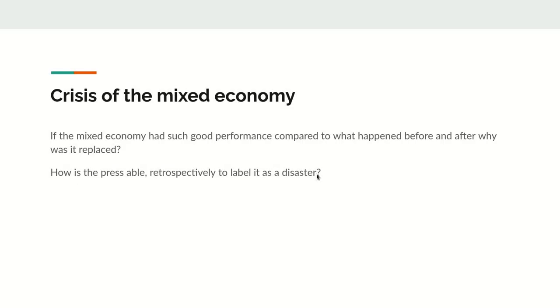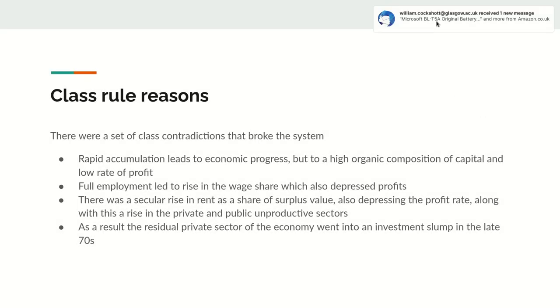So if the mixed economy was so good compared to what happened before or after, why was it replaced? How is it the press was able to retrospectively label the semi-socialist economy as a disaster? There were a set of class contradictions that broke the system, basically. Although rapid accumulation leads to economic progress, it also leads to a higher organic composition of capital, and that leads to a low rate of profit. That is a specific contradiction brought about by the private ownership of production.